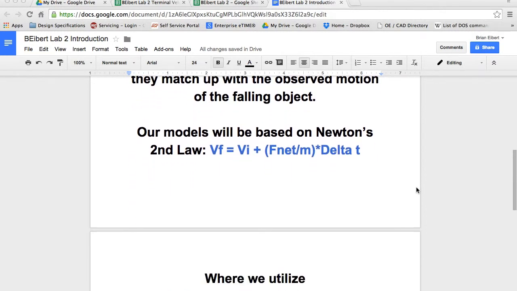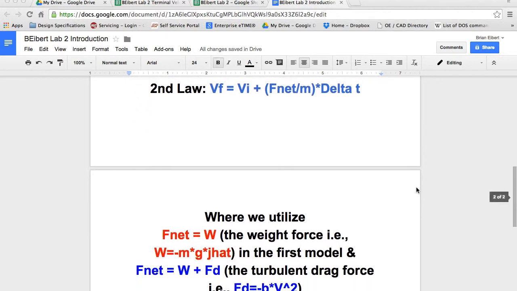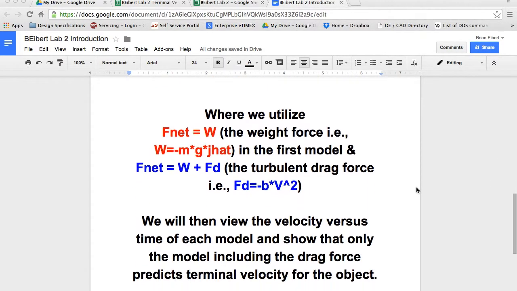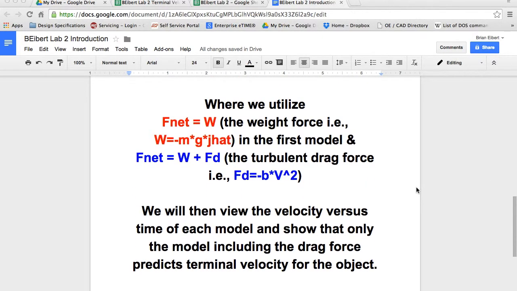Our models will be based on Newton's second law, shown here, where we will utilize F net equals the weight force with the equation shown in the first model, and F net equals the weight force plus the turbulent drag force with the appropriate equation shown following. We'll then use the velocity versus time of each model and show that only the model including the drag force predicts the terminal velocity for the object.